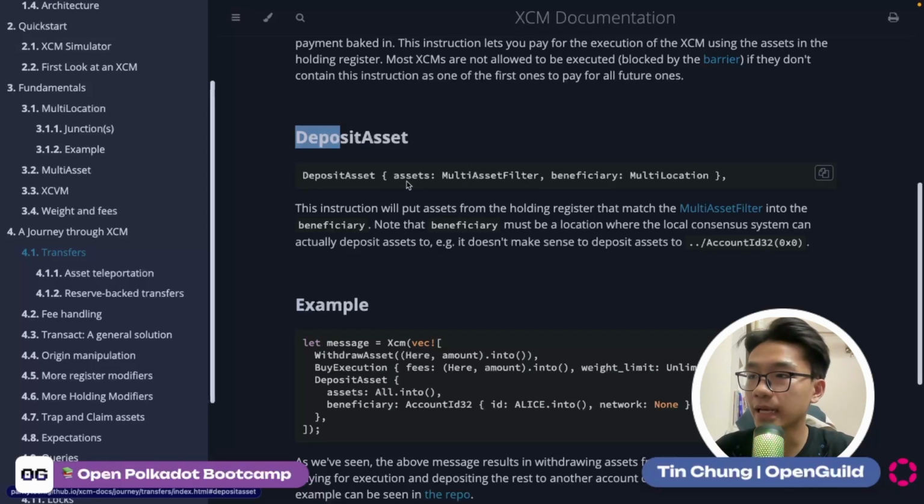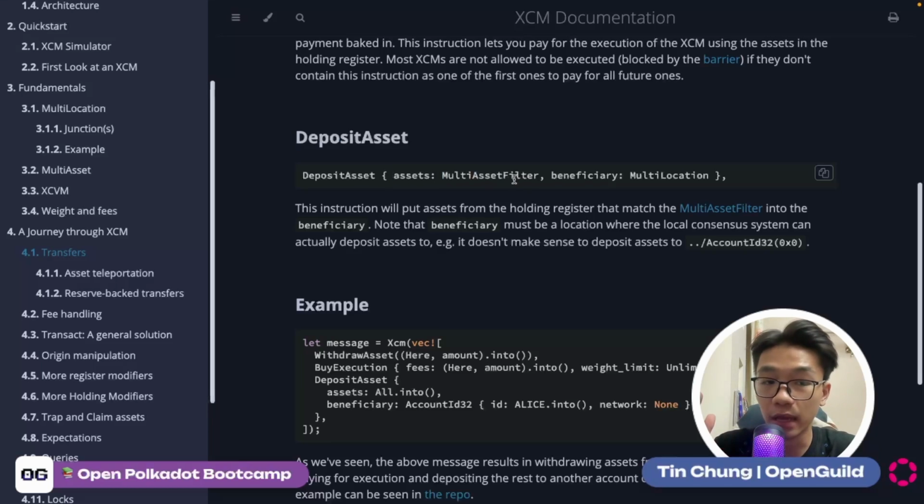This deposit asset accepts the asset. This one is the multi-asset filter, like what you learned in the multi-asset video. The multi-asset filter accepts not only the wildcard asset but also multiple assets. In that way, you can deposit the asset from the multi-asset filter to the beneficiary, which is the multi-location. So in this instruction, we put the asset from the holding register that matches the multi-asset filter into the beneficiary.